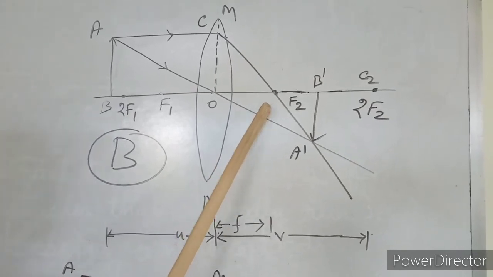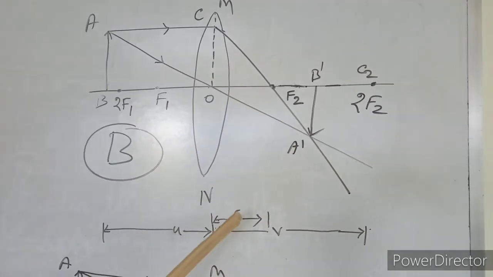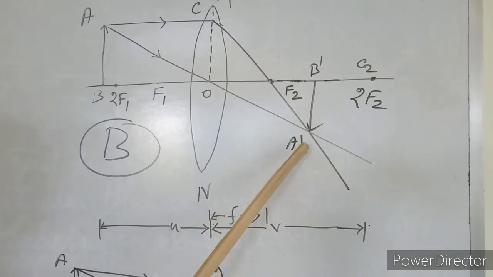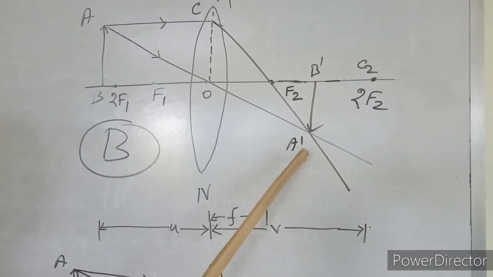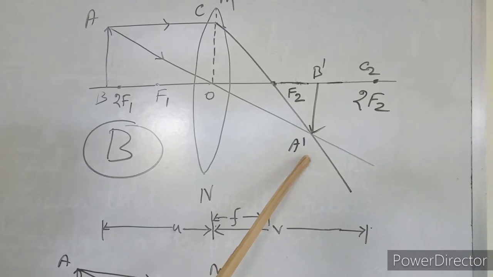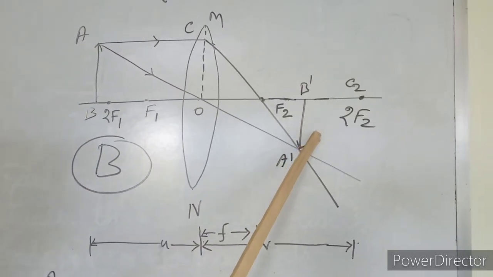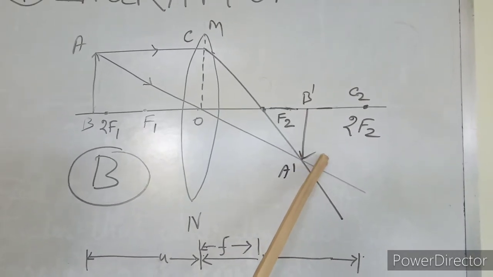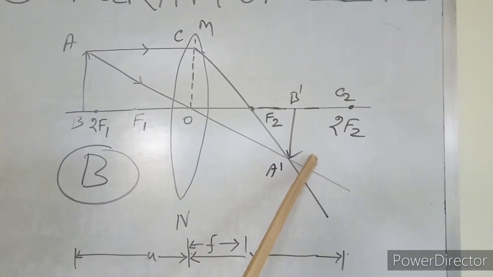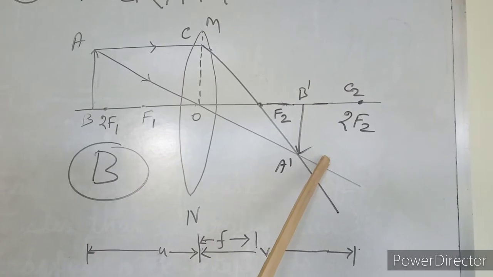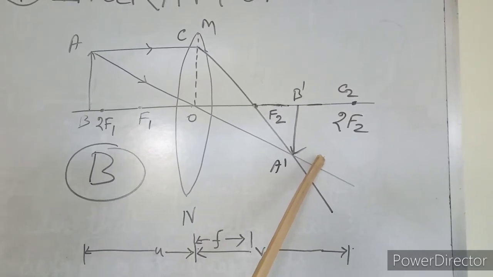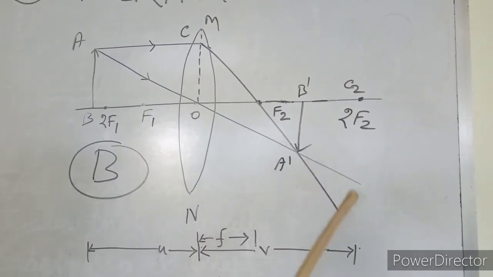Here also I will explain the nature of the image formed. You can see the image is inverted. Here the size of the image is diminished. This one was the object and this is the image. Size of image is diminished, it is inverted and it is real. So this is all about the nature of the image formed when the object is kept beyond 2f.